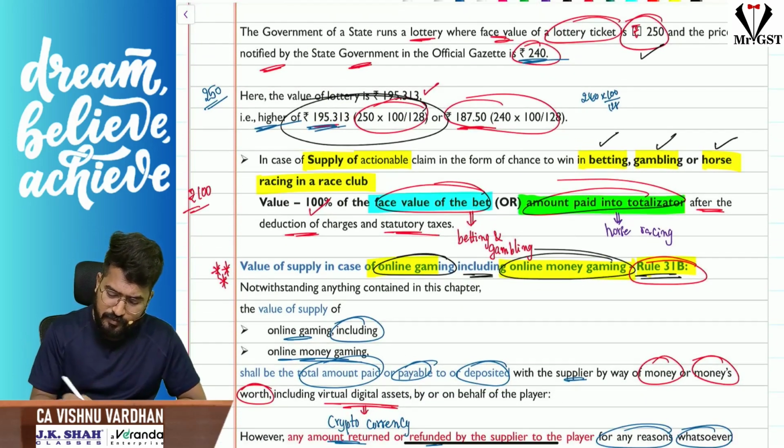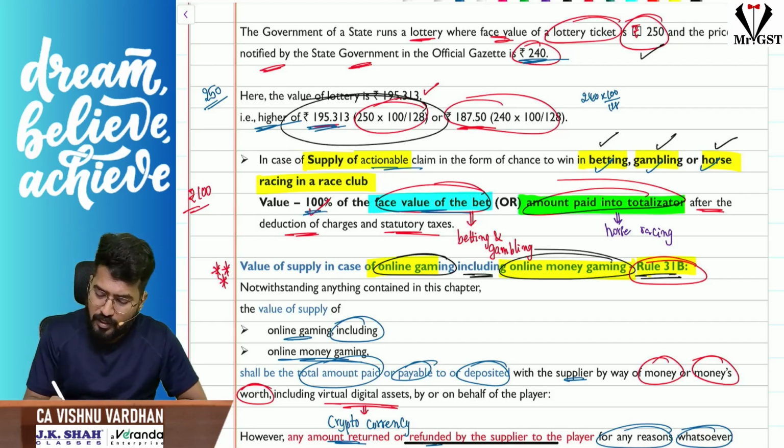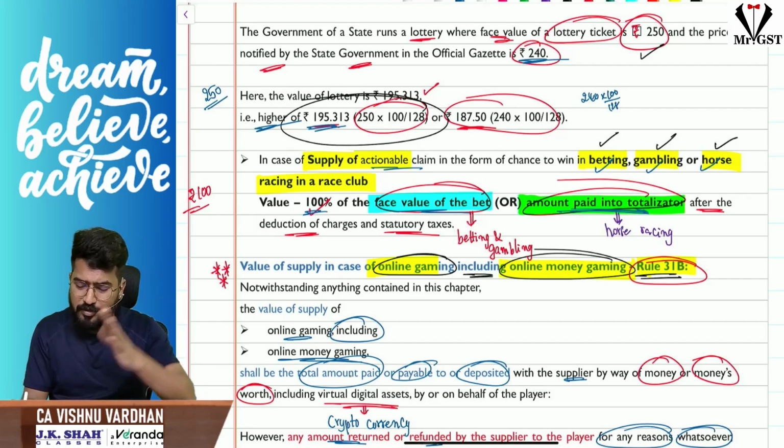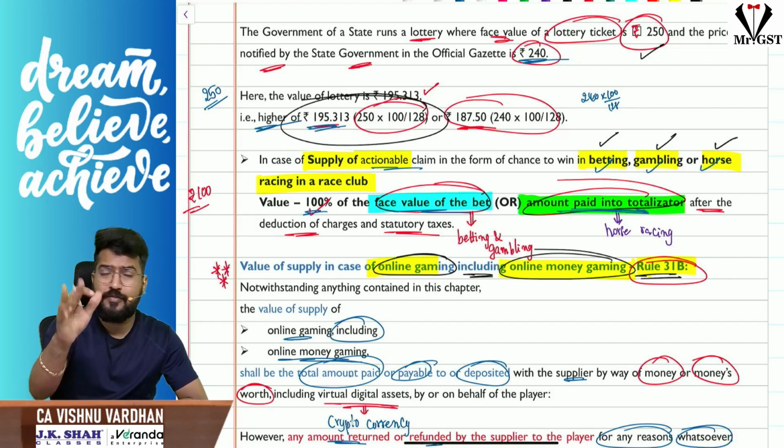And if it is for actionable claims such as betting, gambling and horse racing, 100% of the face value of the bet, how much you are putting, or whatever amount is paid into the totalizer, that is with respect to horse racing. So if it is betting and gambling, 100% of the face value of the bet.